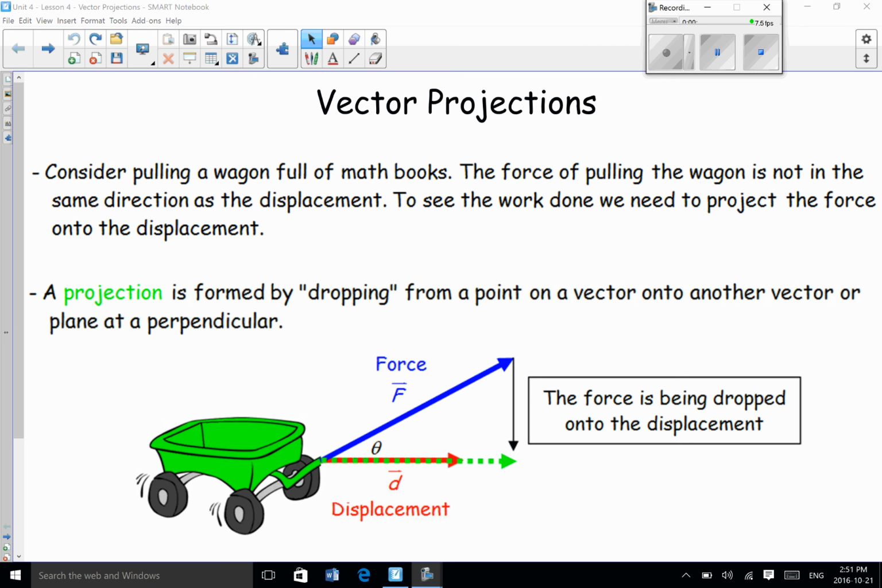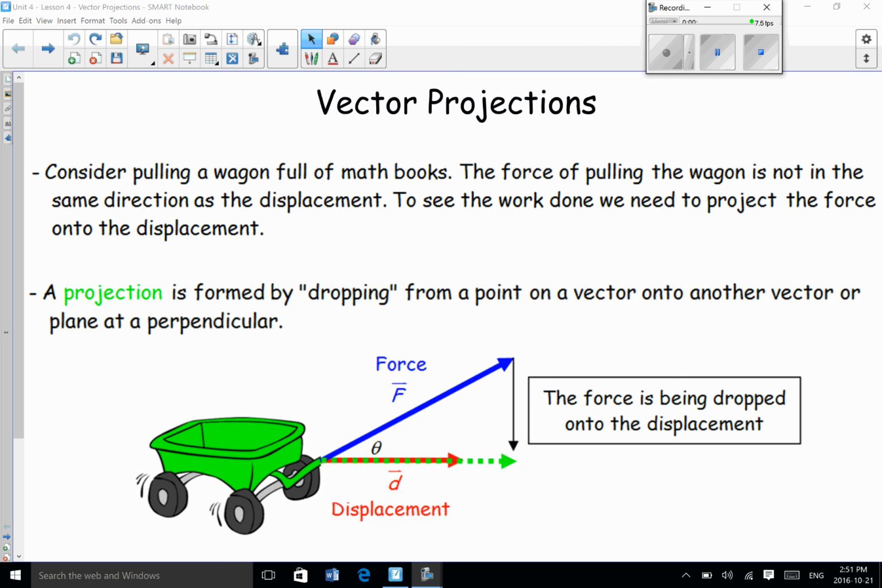And so take a look at this example here we have on the page. We have a wagon full of books, and we want to tow this wagon. Well, for towing the wagon, we're pulling up on the handle at a certain amount of force, but the wagon itself isn't moving diagonally up, it's moving forwards in a horizontal direction. So some of the work that we're doing is actually being wasted. And at times it might be useful to know how much work we're doing and how much effect it's actually having. So that's the idea behind a vector projection.